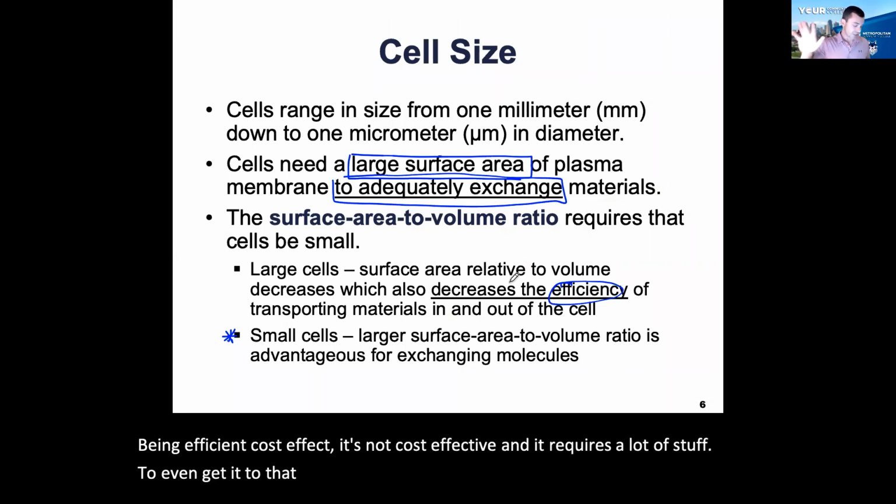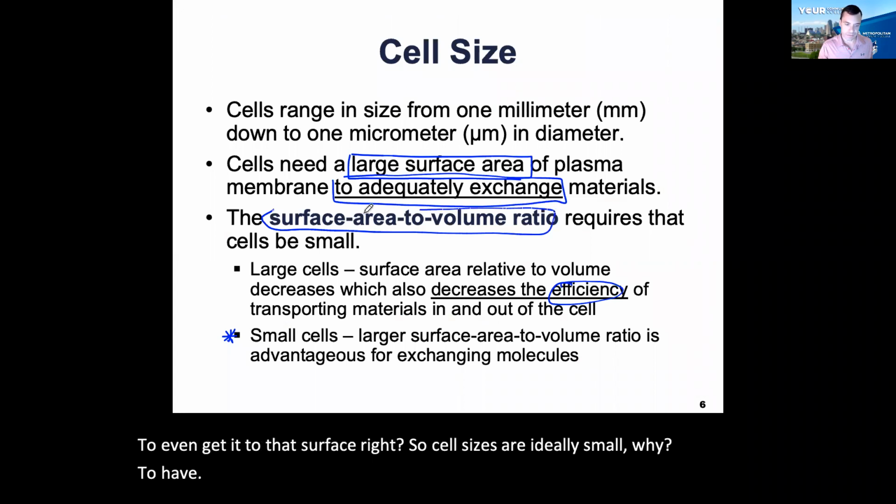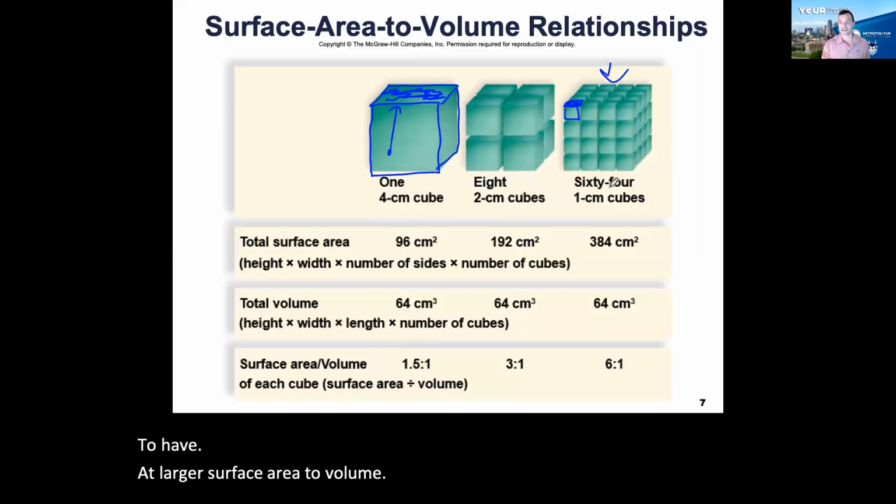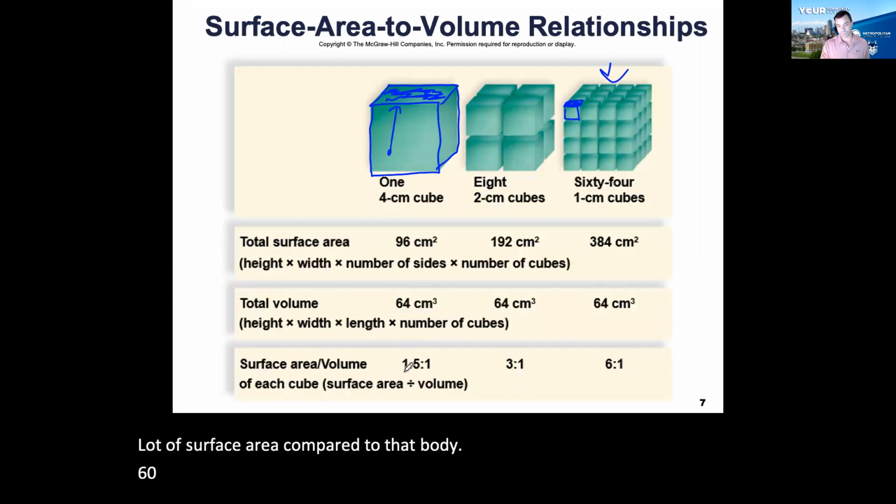All right. So cell sizes are ideally small. Why? To have that larger surface area to volume. A lot of surface area compared to that volume. 6 to 1, almost 1 to 1. So I want a lot of surface area.